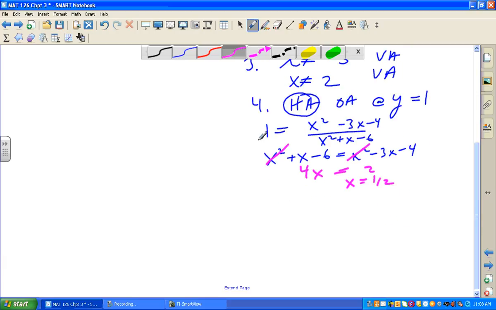I set it equal and I cross multiplied. And then the x squareds went away, but I still had x's to worry about. So I went with coefficients on the left and constants on the right, solved for x and got 1/2. So at x equals 1/2, the y coordinate will be equal to 1, which is the horizontal asymptote. Okay, so it will cross.